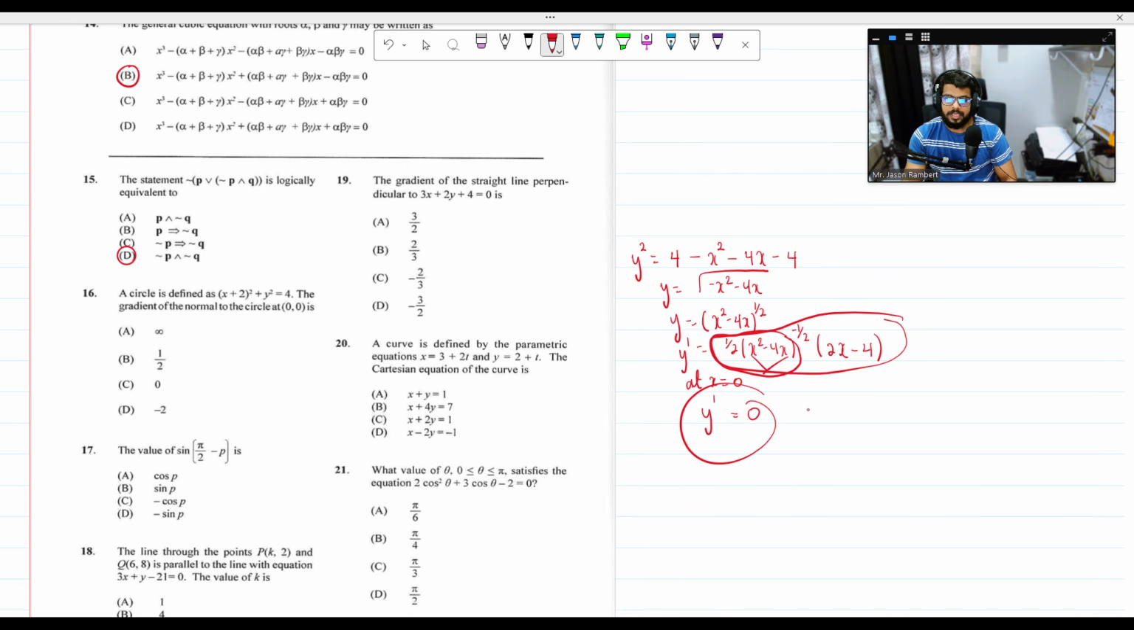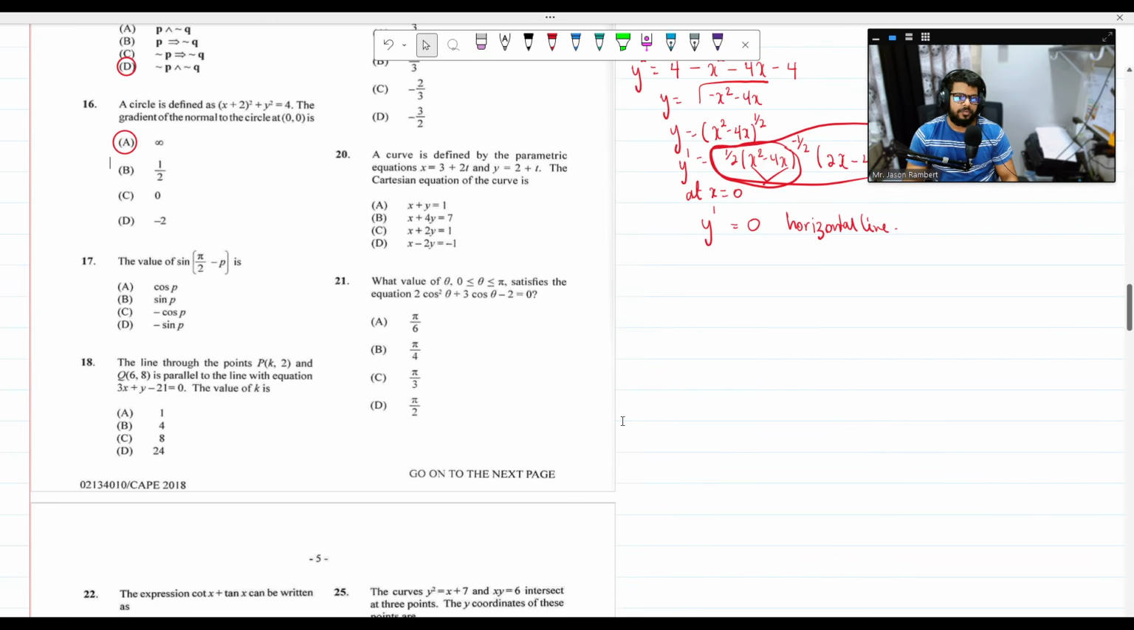So this tells me when the gradient is 0, we have a horizontal line. This is the gradient of the tangent, which means the tangent is a horizontal line. The normal is perpendicular to our tangent, so the normal is going to be a vertical line. And a vertical line has an undefined gradient. Answer is E.